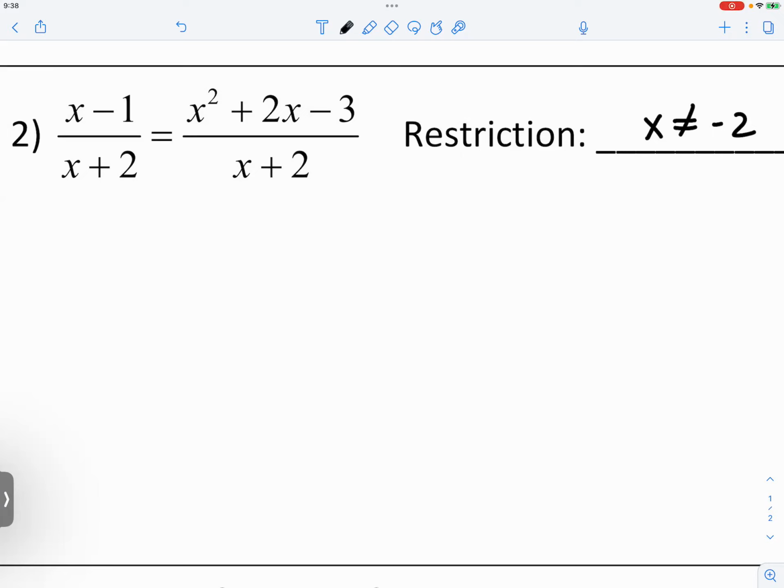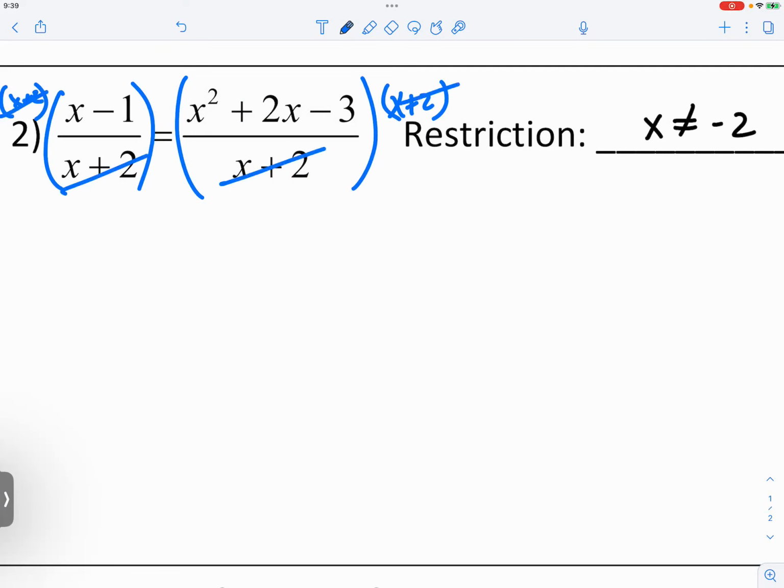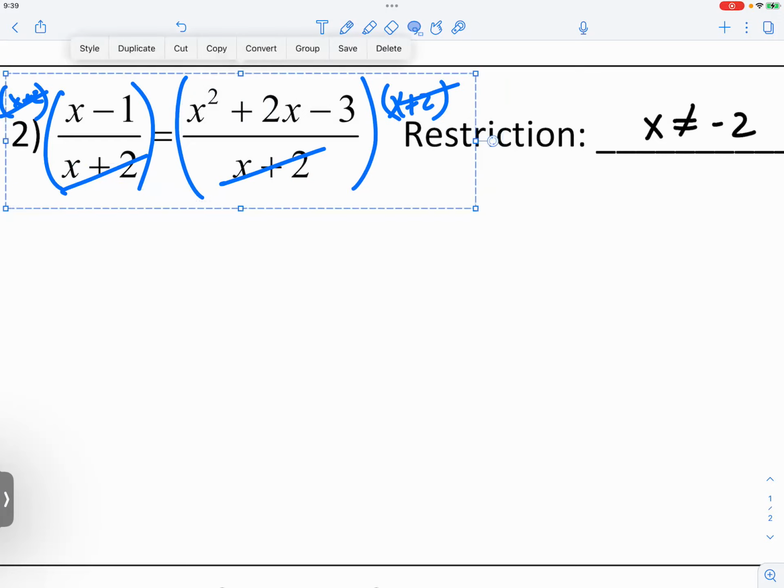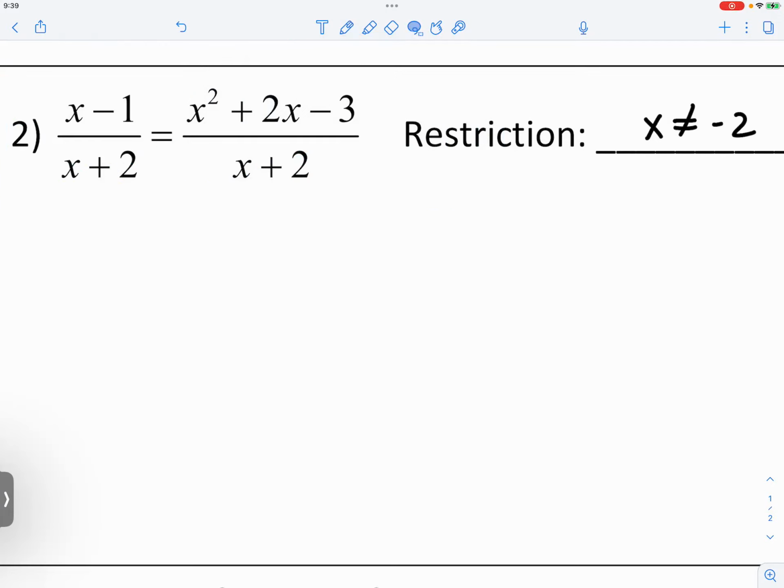Now, when you look at this particular example, you may just go ahead and multiply both fractions by x plus 2, and they'll be both gone. Okay, that's easy. You can definitely do that. Now, I also want to show you another way to interpret this scenario.